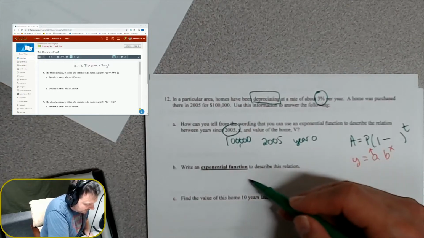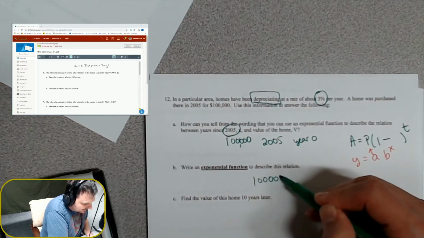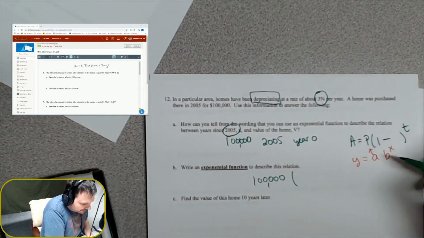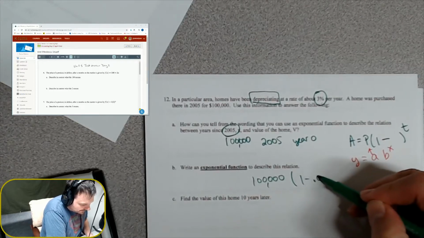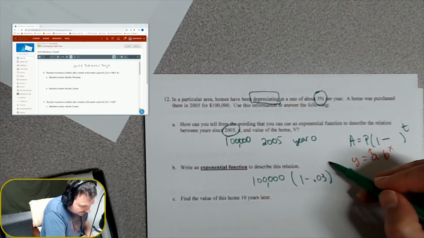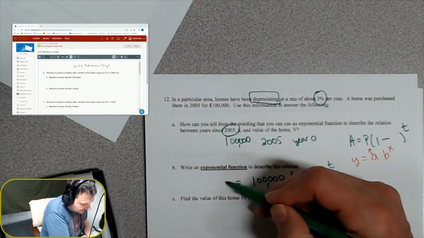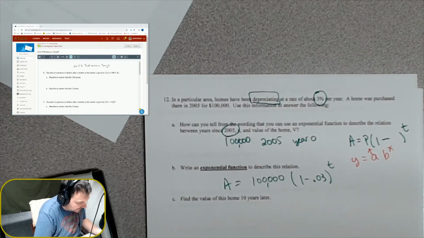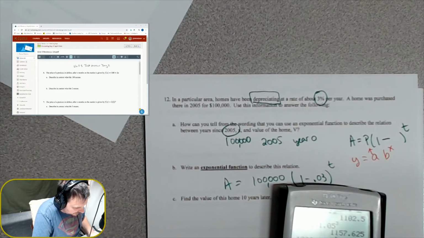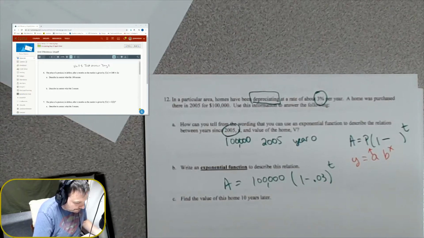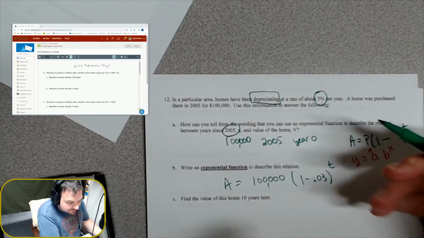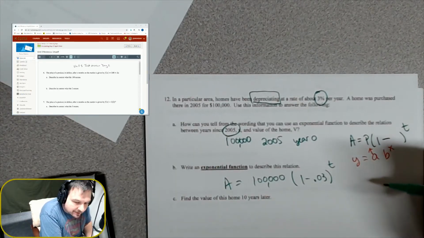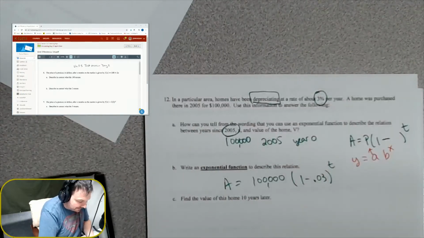Exponential function, what do we got? Our $100,000 is our starting. And 1 minus 0.03, that's the depreciation, to the t. There's our equation. There's our amount of our house. Notice 1 minus, if you want to use your calculator, you go 1 minus 0.03 is 0.97. 0.97 less than 1. That's how we know depreciation. Remember, we looked at the graph, and the graph is going down.